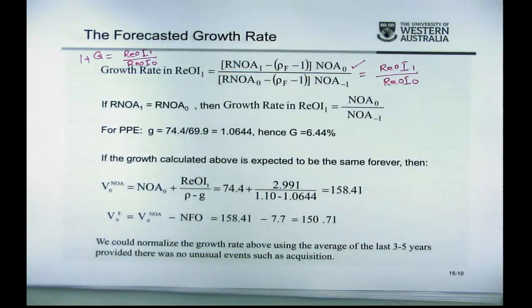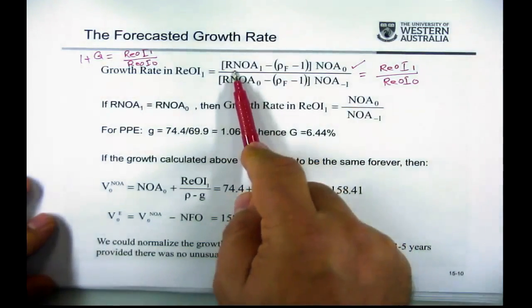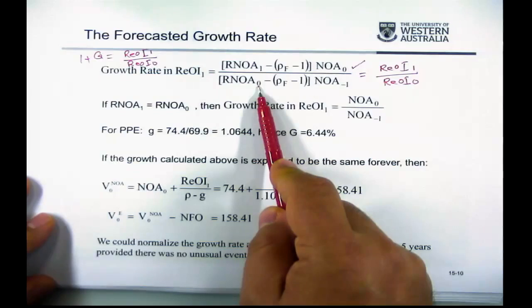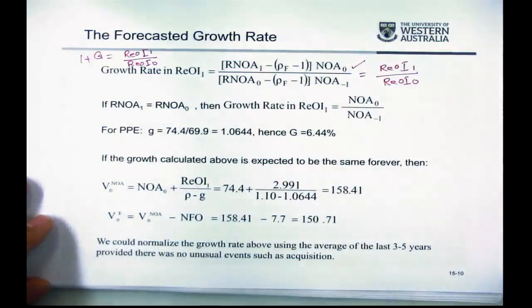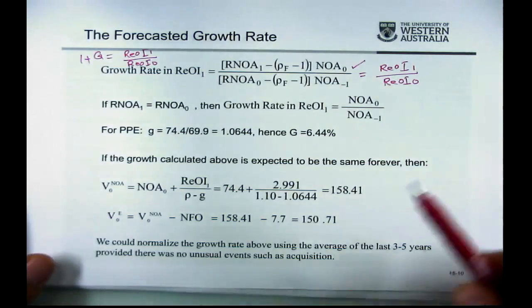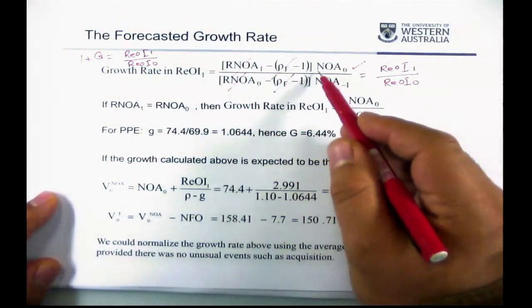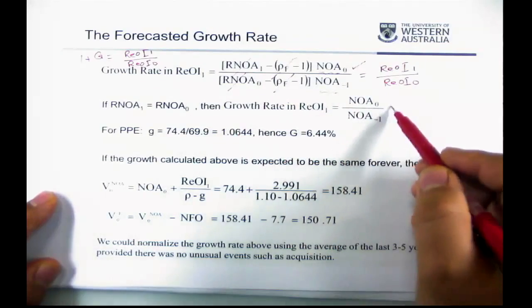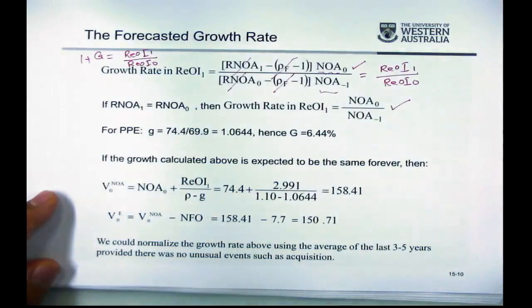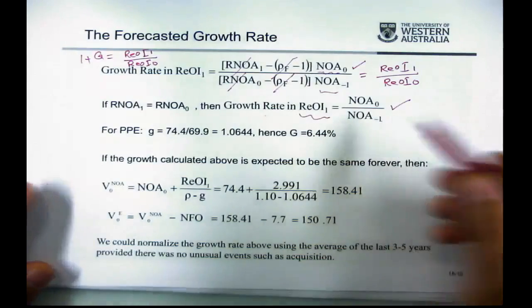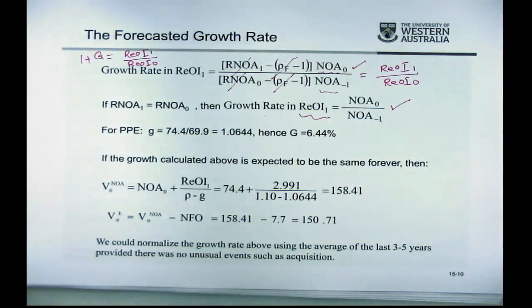However, because under the growth assumption, it is assumed that the return on net operating assets in year 1 will be equal to the return on net operating assets at time 0, we can cross this against this and this against this, and we end up with this one divided by this one. Right? Make sense? If this is the case, then the growth rate in the residual operating income is just equal to the growth rate in the net operating assets. Make sense?